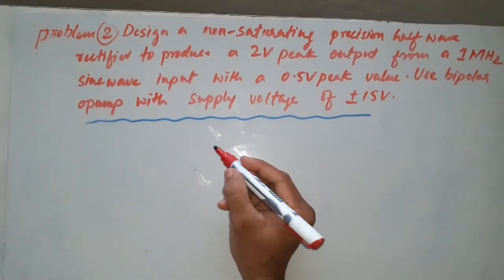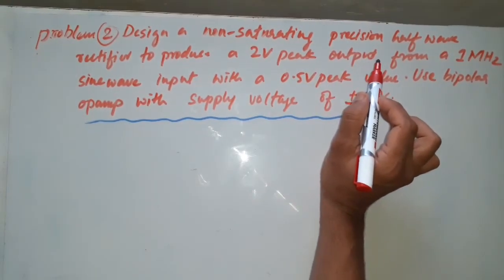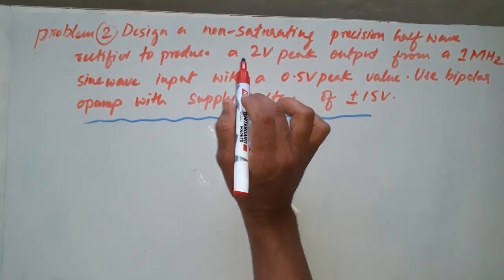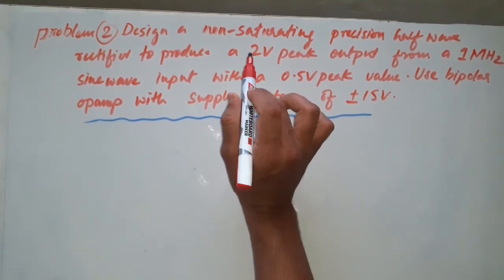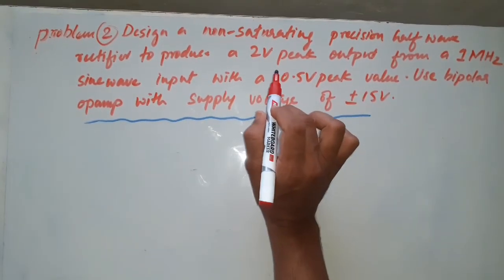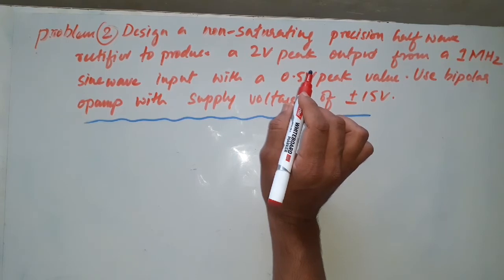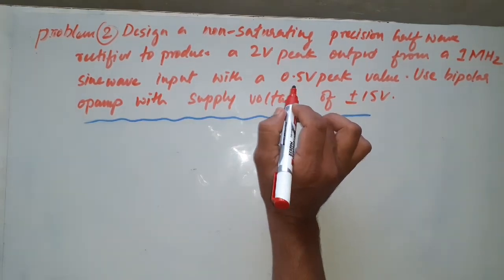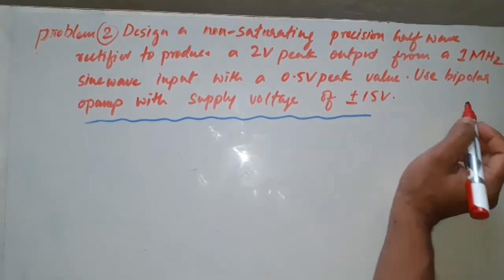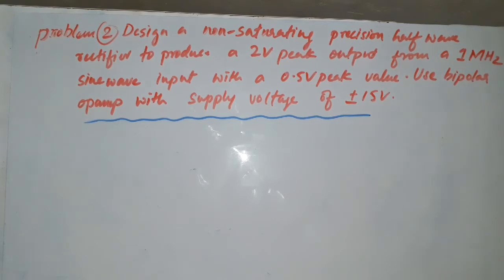Yes, this is your question. Design a non-saturating precision half-wave rectifier. See, this is different from saturating. Just before this we had solved the saturating one, right? Now this is a non-saturating precision half-wave rectifier to produce a 2 volt peak output from a 1 megahertz sine wave input with a 0.5 volt peak value as the input voltage amplitude. Use a bipolar op amp with supply voltage plus or minus 15 volt.